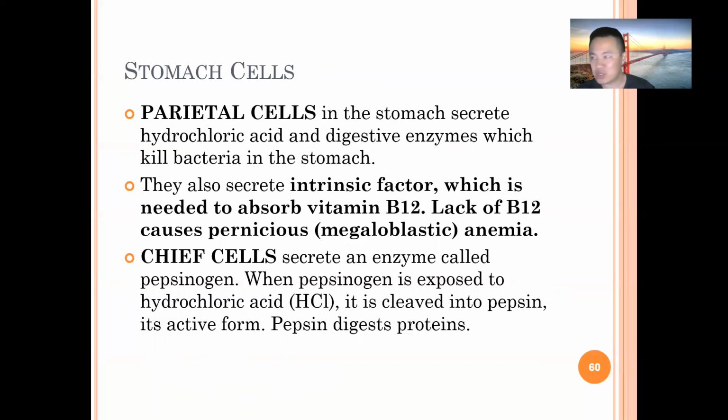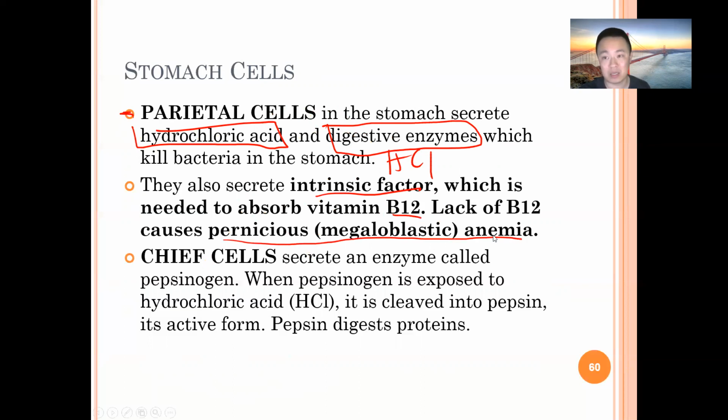All right, inside of your stomach, you've got parietal cells and you've got chief cells. And the parietal cells here secrete hydrochloric acid, okay, and digestive enzymes, which help to kill bacteria in the stomach and also for digestion. They also secrete intrinsic factor, which is needed to absorb vitamin B12, and without it, you get pernicious megaloblastic anemia. Okay, more about that in my blood lecture. Go back and review if you need it.